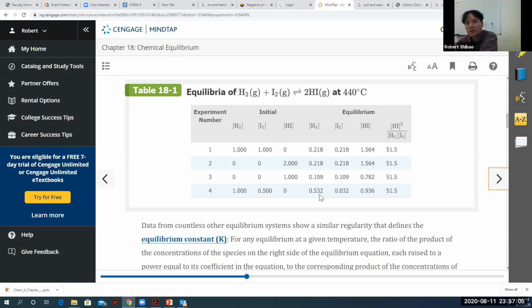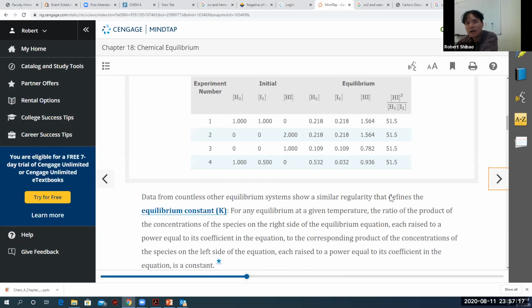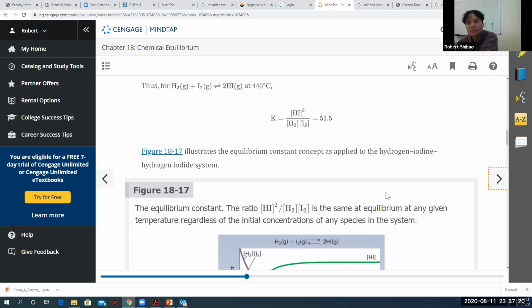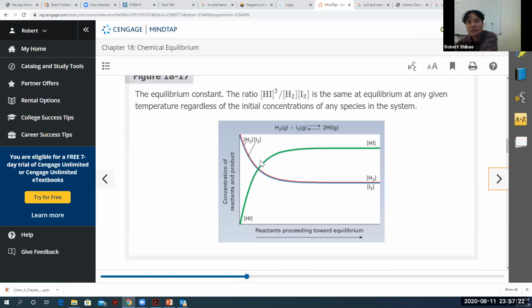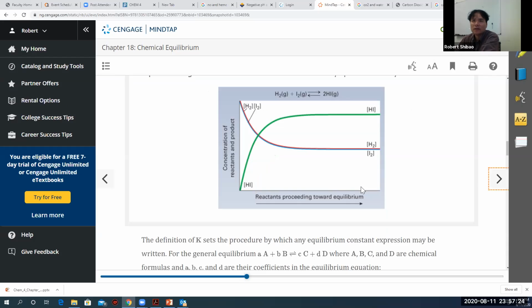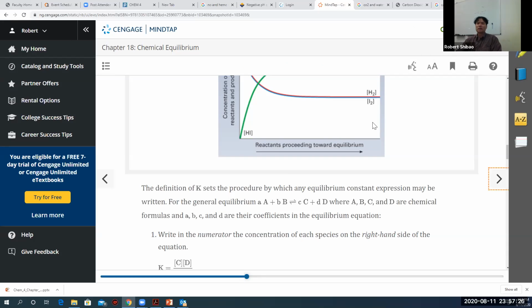Now that ratio is kind of funny because you look here, 0.532, 0.032, 0.936, the ratio can be odd numbers depending on what you start with here. But when we calculate K, it's always the same number, 51.5, or it's supposed to be. Yeah, the same. This is reaching equilibrium. This we saw in the vapor pressure thing earlier.